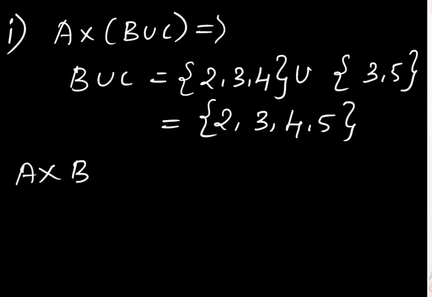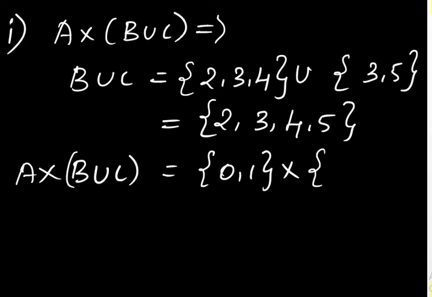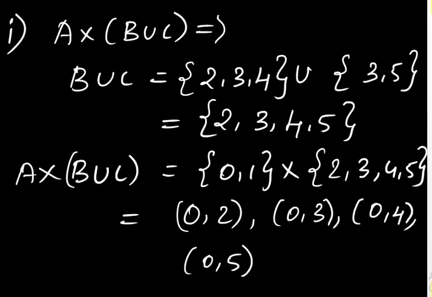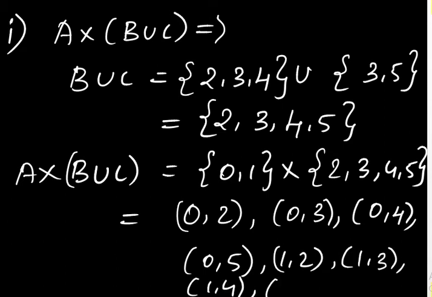Then A cross (B union C) is equal to, write the A value, that is 0 comma 1, and the B union C value is the set of 2 comma 3 comma 4 comma 5. So writing in ordered pairs, we'll get 0 comma 2, 0 comma 3, 0 comma 4 and 0 comma 5, 1 comma 2, 1 comma 3, 1 comma 4 and 1 comma 5, and write it as equation number 1.